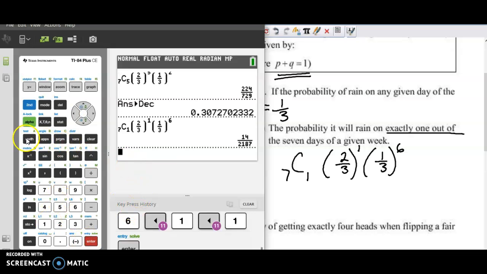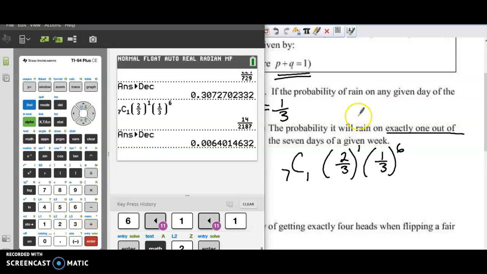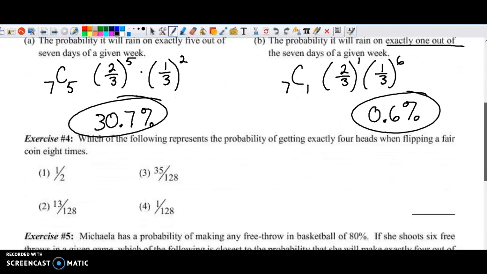And then change that fraction to a decimal. Maybe the stats teacher in me really likes a decimal over the fraction. And then move that decimal over twice. Very not likely that this very rainy place only would rain once in a 7-day span.